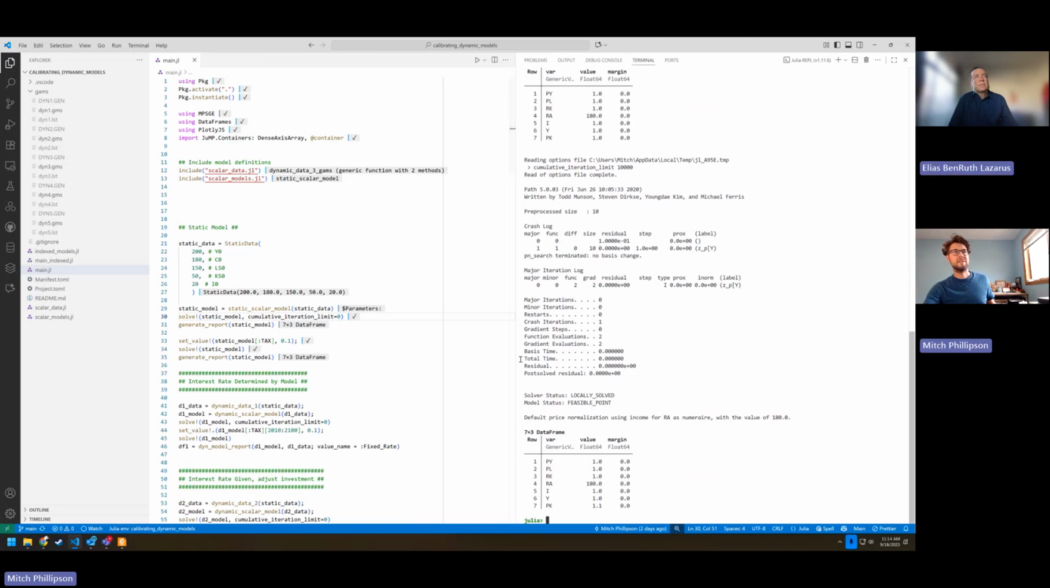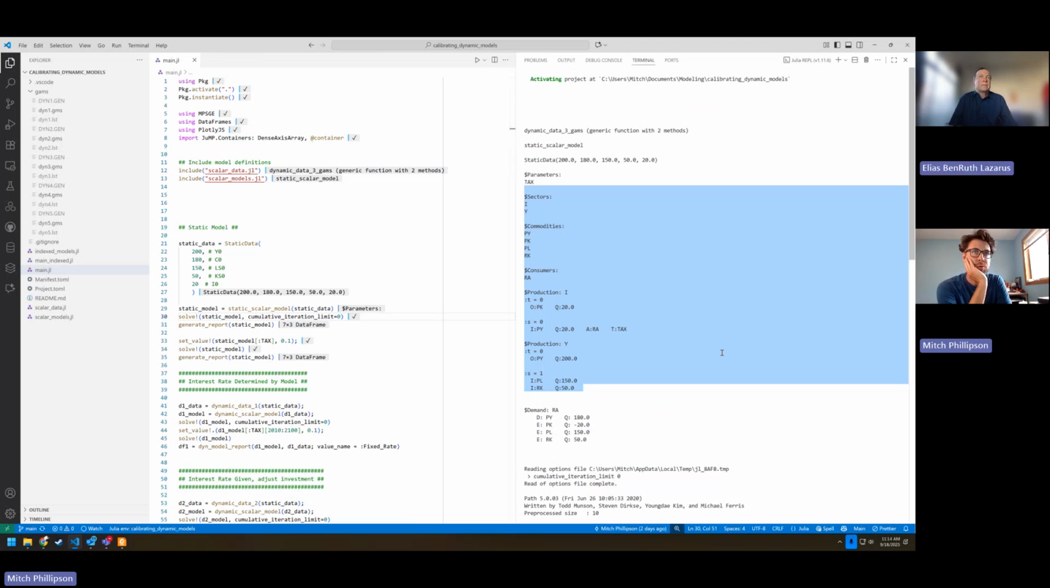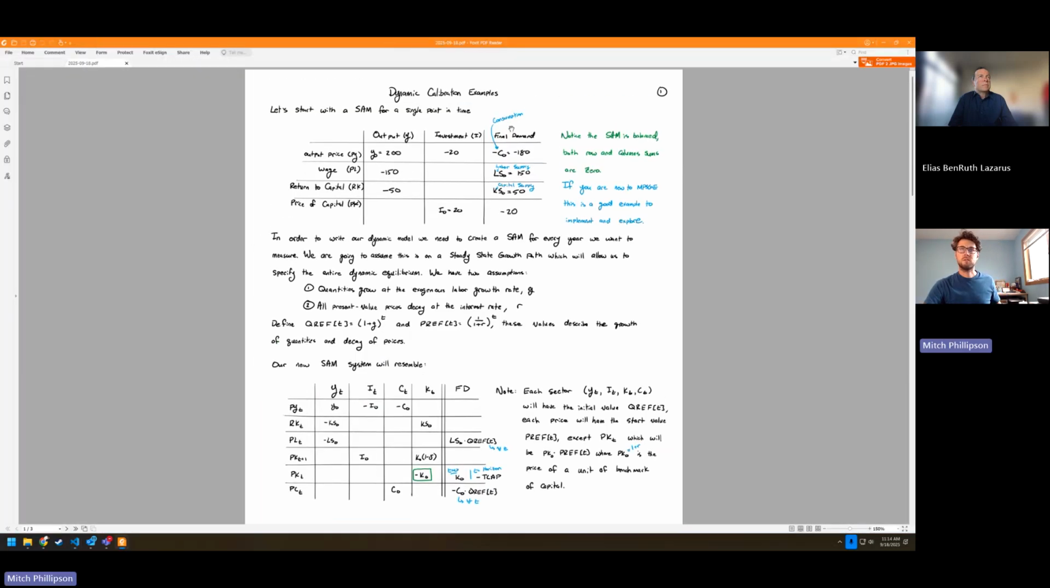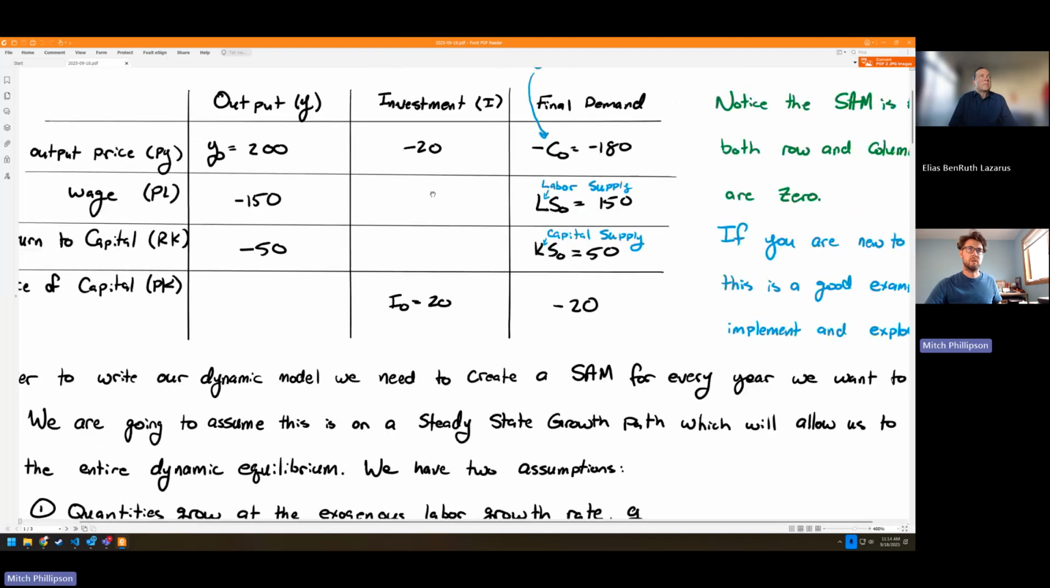But what we want to do is take this data, take this little model here, and expand it into all years, from 2000 up to 2100. I have this here. It's this social accounting matrix. I'll just point at this as I go because it'll be a little bit easier.